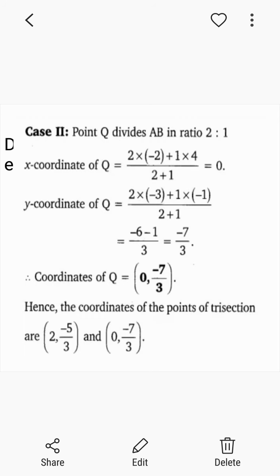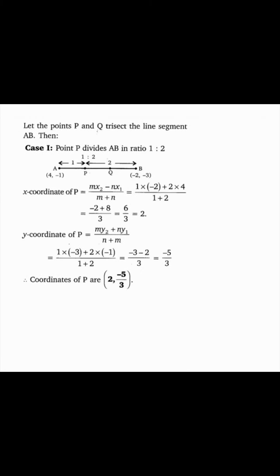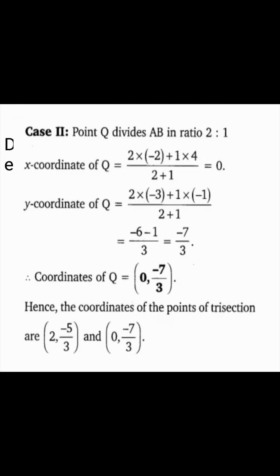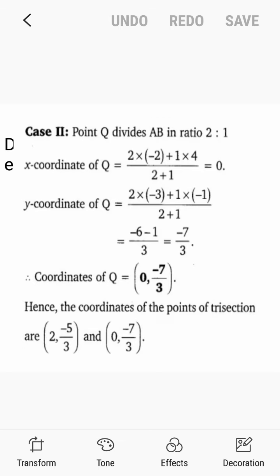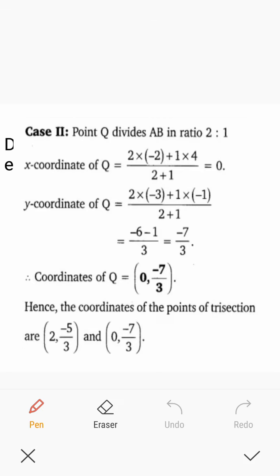For finding the coordinates of Q, the ratio will be 2:1, because the larger part is 2 and the smaller part is 1. Here the x coordinate of Q, by the same section formula, is (2 into -2 plus 1 into 4) by (2 plus 1), and I want to simplify.